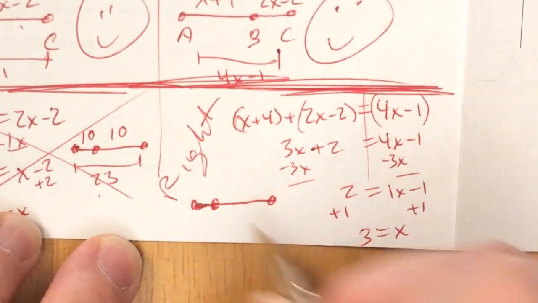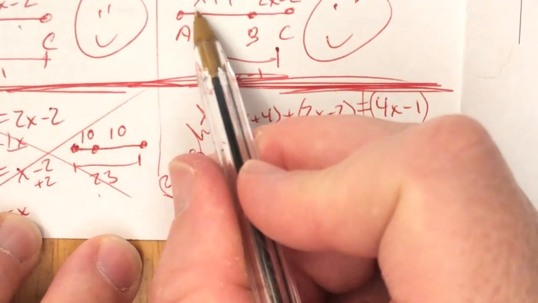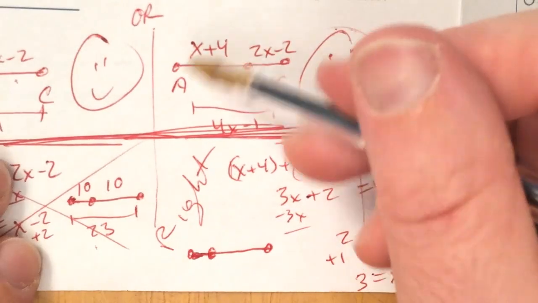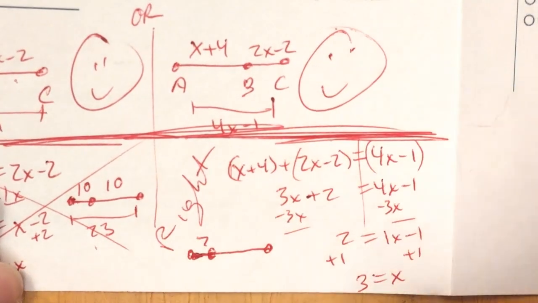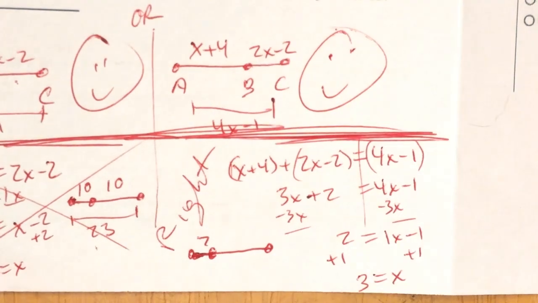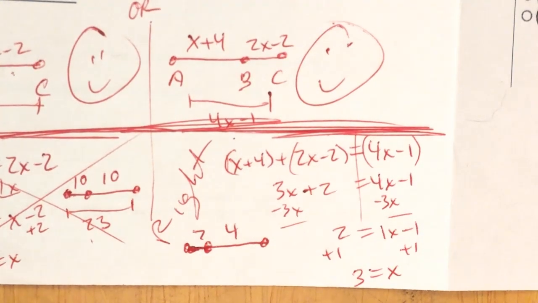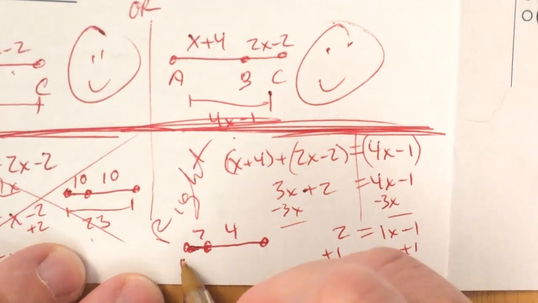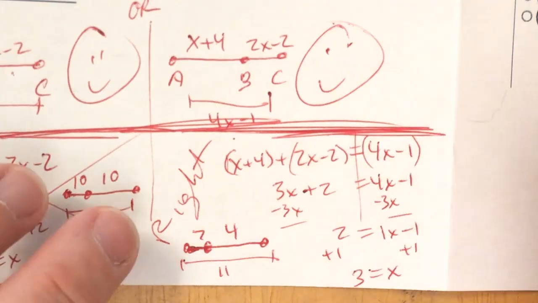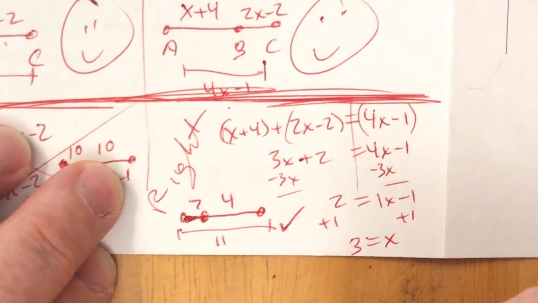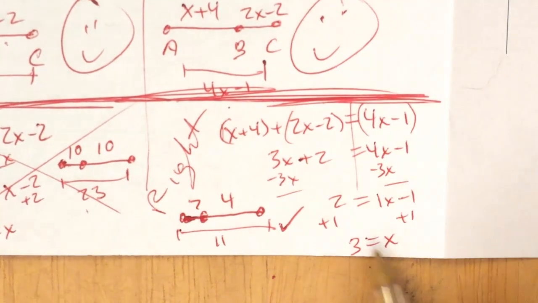All right, so we have the left side. If I plug this back in, 3 plus 4 is 7. 2 times 3 minus 2, I get 4, and plug it into this one. 4 times 3 minus 1, this whole shebang is 11. Does that check out? Yes, it does. That checks out, so now I know it's correct. That's my x, that's my left, my right, the whole shebang.